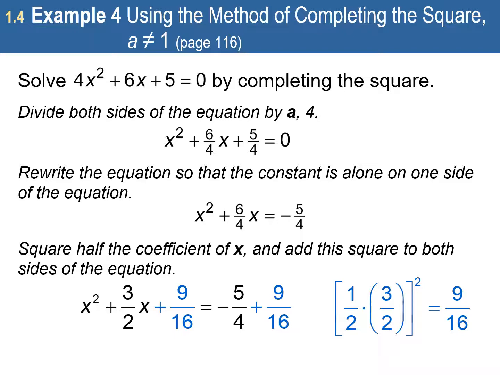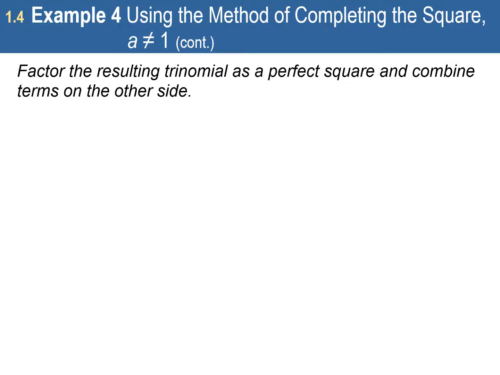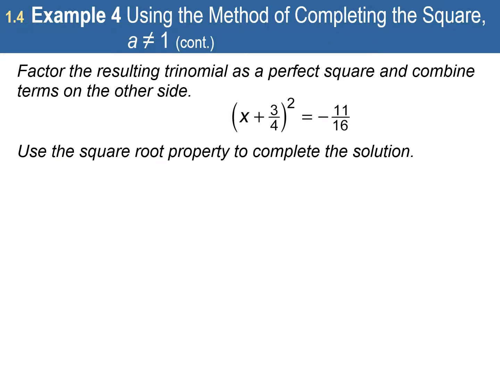Now my left side is a perfect square, and now we're going to factor. We have a perfect square trinomial. So this becomes (x plus 3/4) squared is equal to negative 11 over 16. I'm going to use the square root property so that this becomes x plus 3/4 is plus or minus i times the square root of 11 over 16.